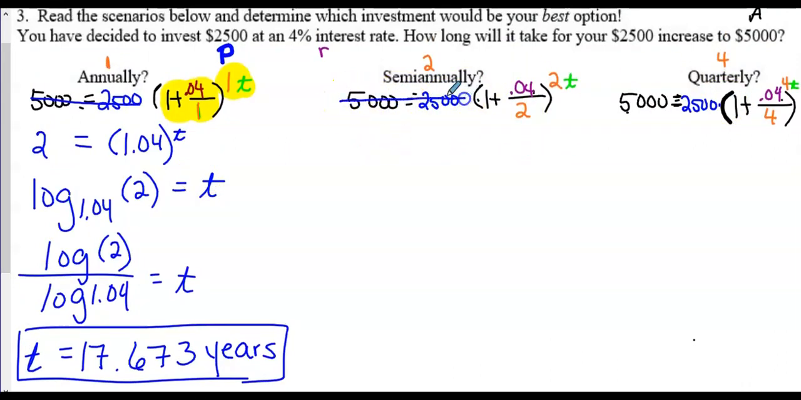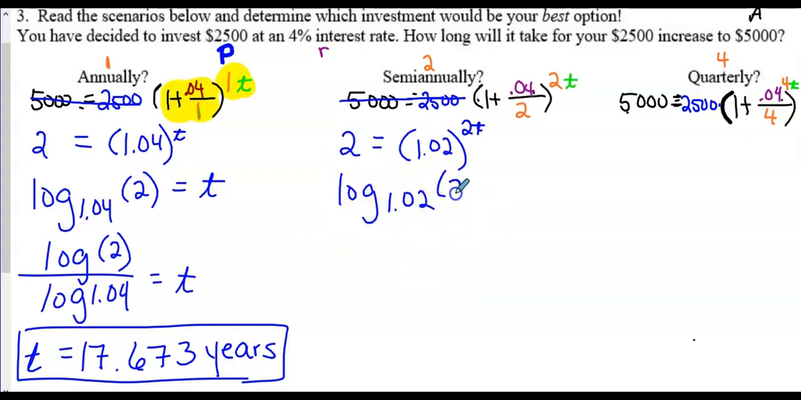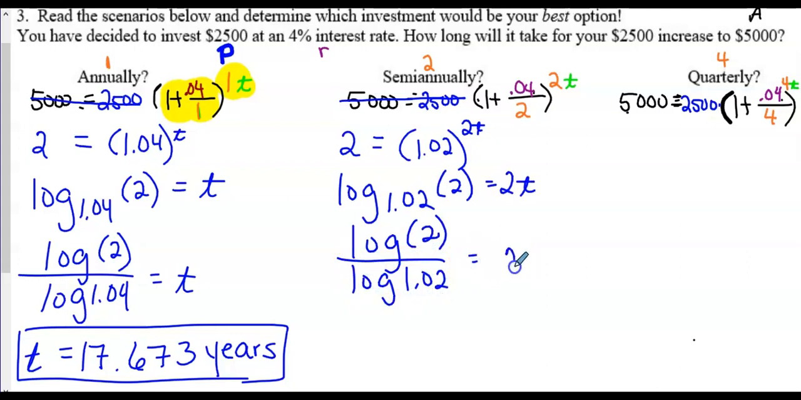I'm going to mark this out and put a 2 here because, again, I've just divided by 2,500 on both sides. This right here as a decimal is 1.02, and this is to the 2t. So when we rewrite that in log form, log base 1.02 of 2 equals 2t, change of base, and whatever I get in my calculator, I want to divide it by 2.